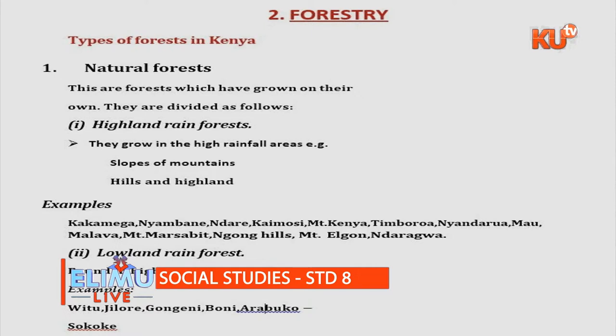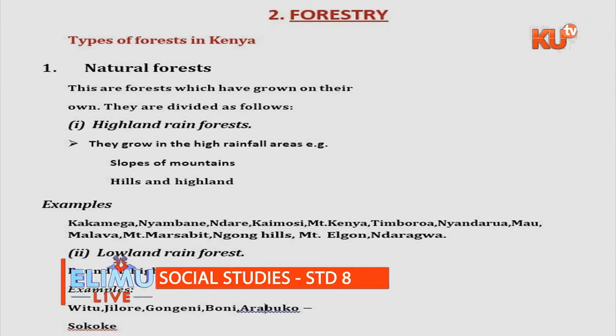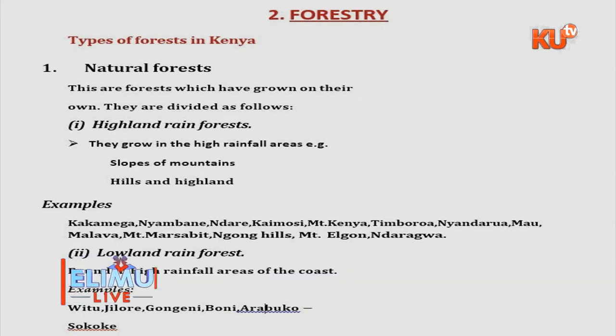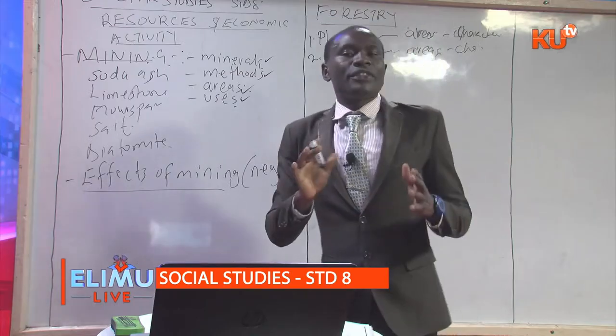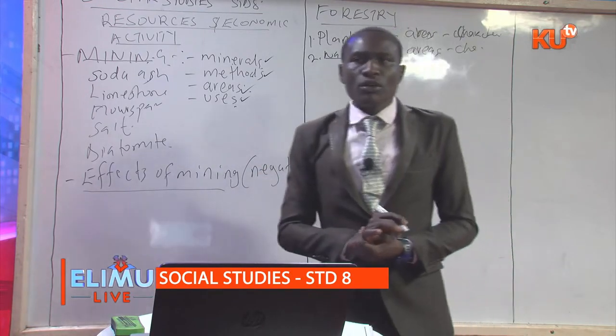What about planted forests? Planted forests are established through human efforts, and they are most commonly found on the slopes of Mount Kenya. They are most commonly found in Limuru, Timboroa, Molo, Tarbo, slopes of Mount Elgon, Njabini, and Moise Bridge, and also Nandi Hills. Now, on this planted and natural forest, you should know the trees that are found in the planted and the trees that are found in the natural forest.